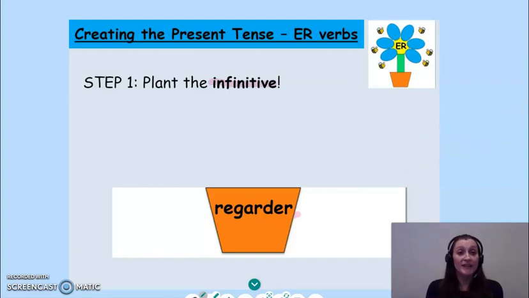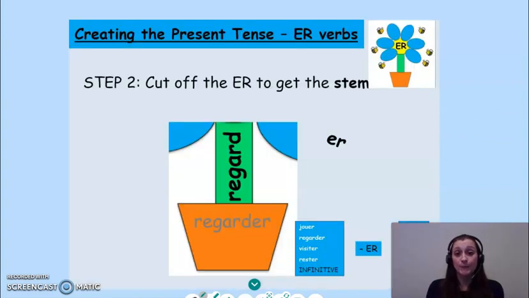After we've found the infinitive, what we need to do is to find the stem. So in order to find the stem, we cut off the ER because we are today talking about ER verbs only. Now, there are other verbs in French, IR and RE, but the focus, first of all, today is the ER verbs. So if we have a look at regarder, the ER has been taken off and we're left with regard. It's exactly the same as if we had a different ER verb.